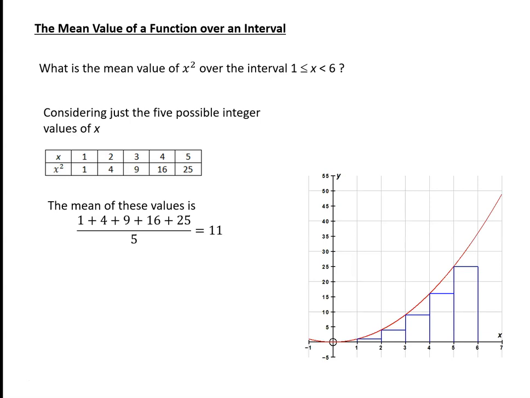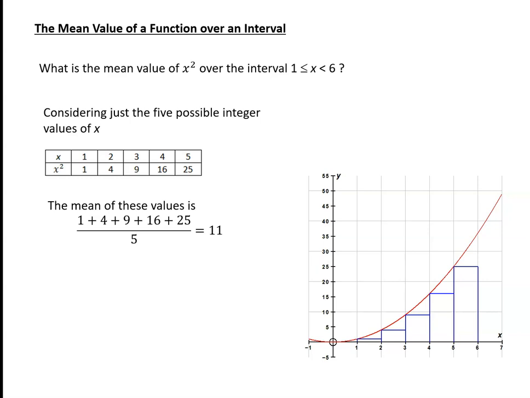Now let's have a look at what we're doing graphically at this stage. So we know what the graph of y equals x squared looks like. And then if we think about what's going on, I've got a rectangle from 1 to 2 with height 1. So that's got an area of 1. I've got a rectangle from 2 to 3 with height 4. So that's got an area of 4.